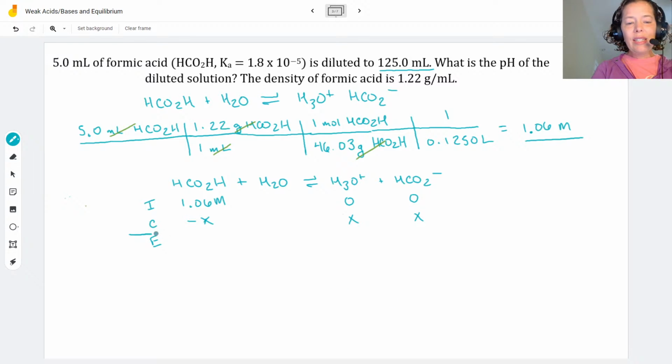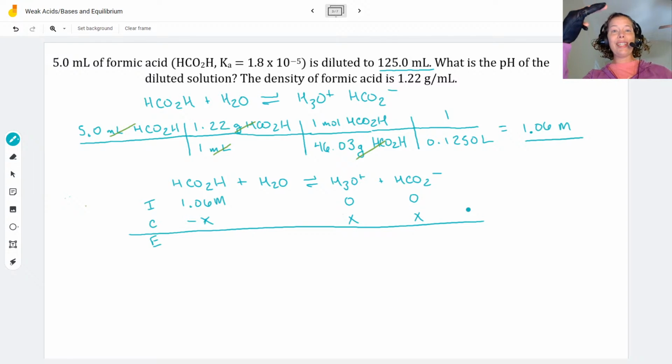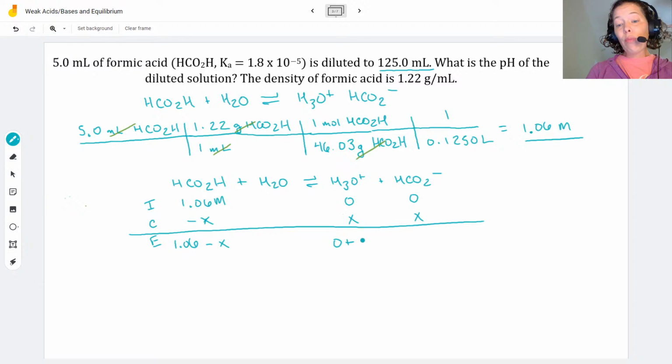Okay. E is equilibrium. You're just adding down the column. So I'm going to take my 1.06. I'm going to add my consumed, which is minus X. So that just becomes 1.06 minus X. You can think of this as 0 plus X if you want, but generally, why keep the 0 in there? We just write these as X. So that is your ice table done. It's your initial, it's your consumed or your changed, and then it's your equilibrium concentrations.